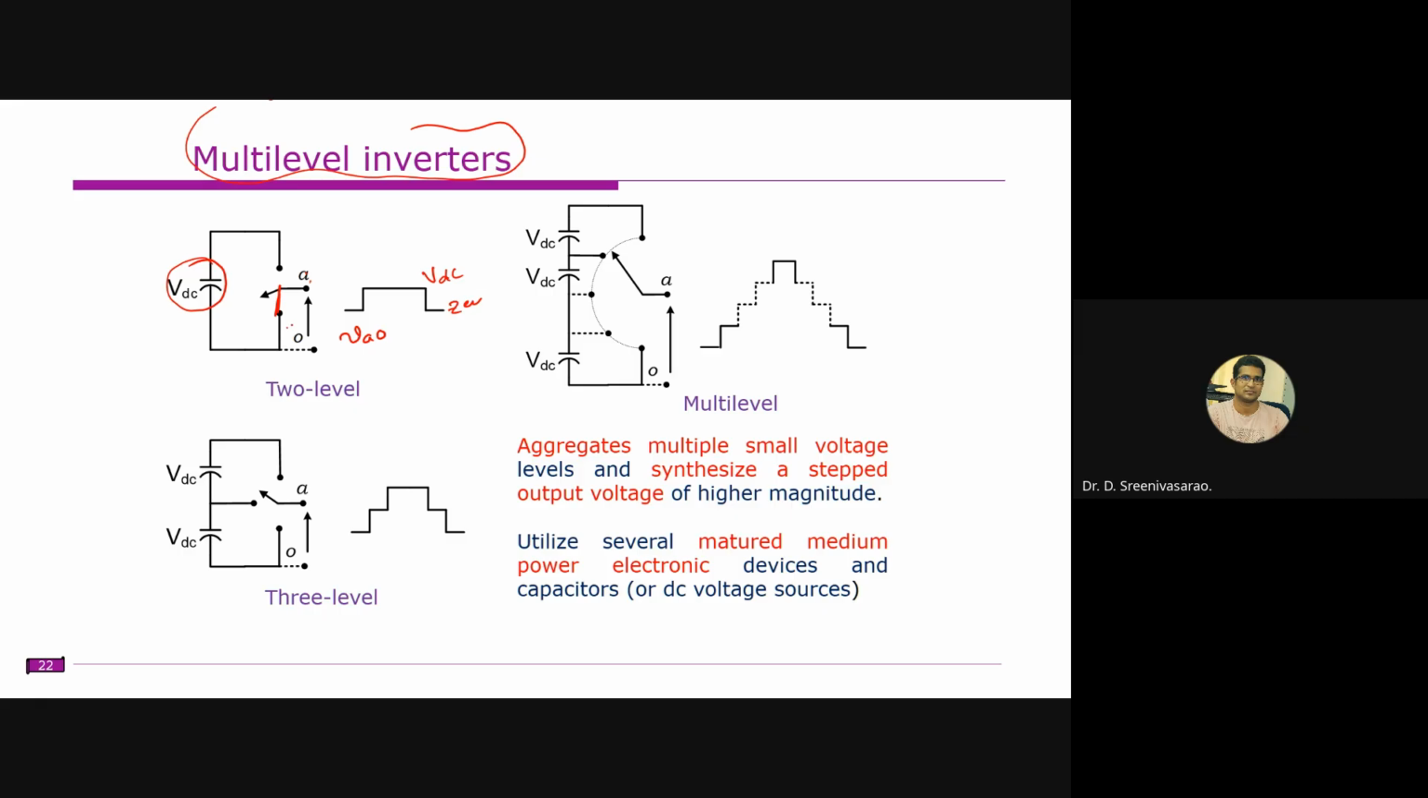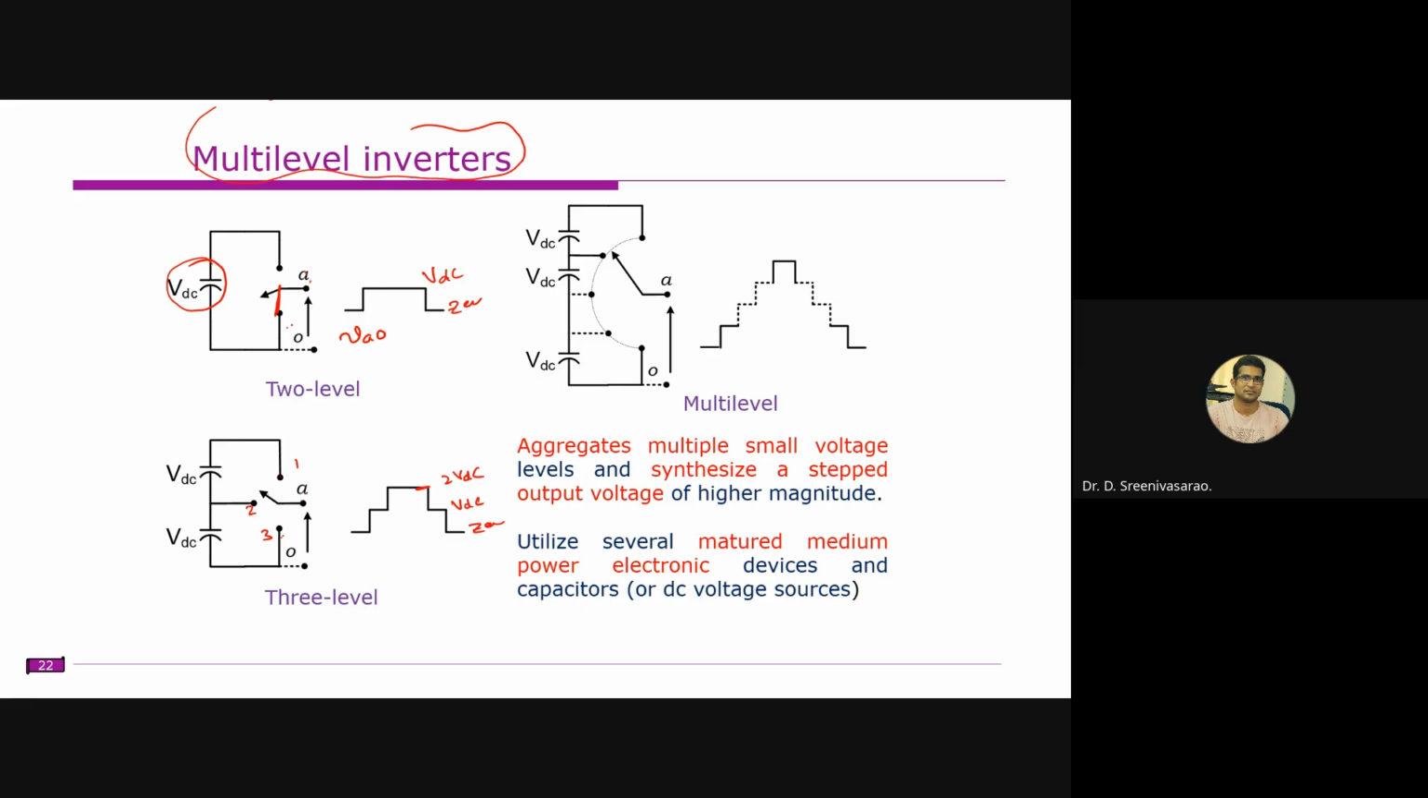Now I took two DC sources, and there is a split between these two DC sources, and I have access to the midpoint. So now I have three positions. When the switch is at position 1, if you measure the voltage between VS0, you will get this 2 VDC voltage. If it is at position 2, you will get VDC voltage, and you will get 0 voltage. That means by splitting this, you are getting 3 voltage levels.